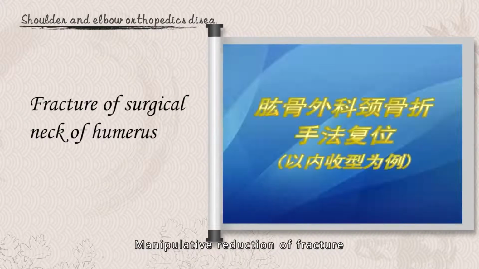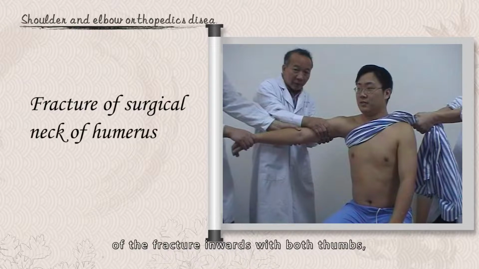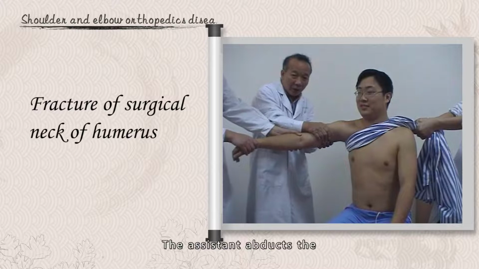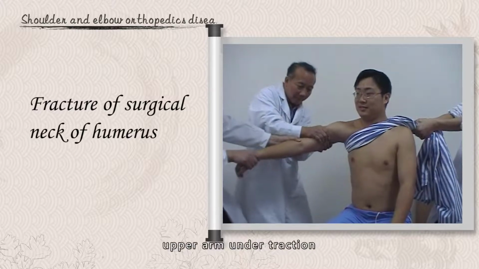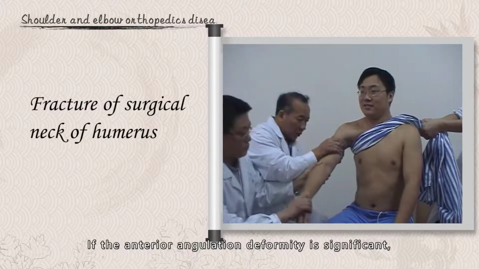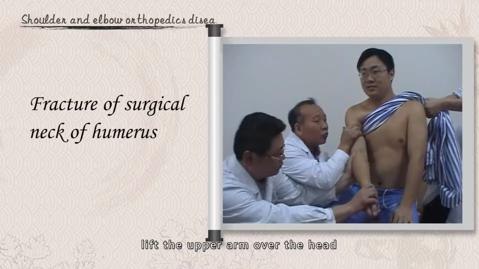Manipulative reduction of fracture of surgical neck of humerus. Take adduction fracture as an example. The operator pushes the outer side of the fracture inwards with both thumbs and pulls the distal end upwards with the other fingers. The assistant abducts the upper arm under traction. If the anterior angulation deformity is significant, lift the upper arm over the head.